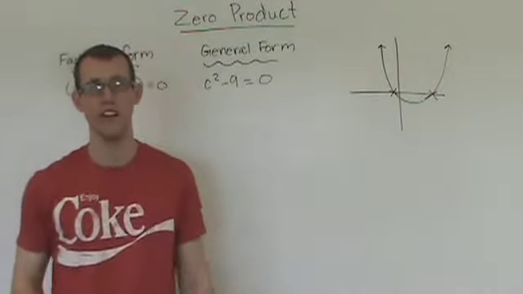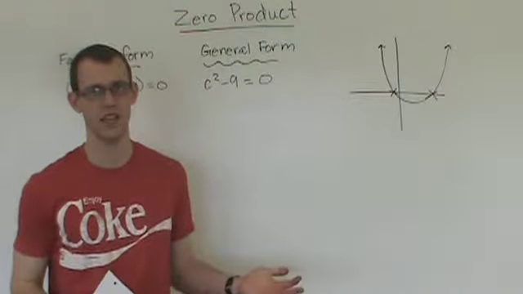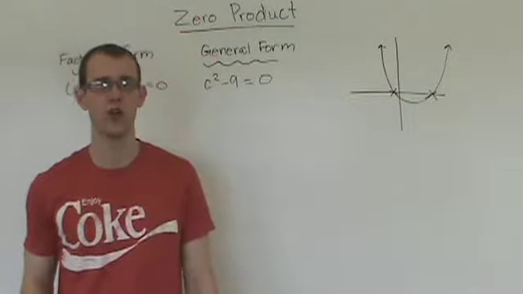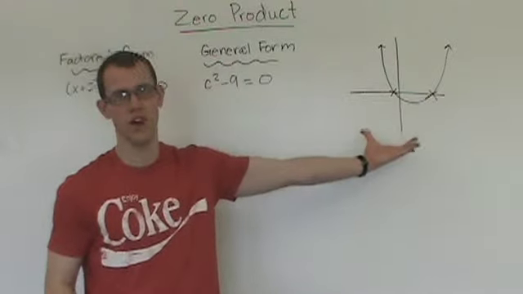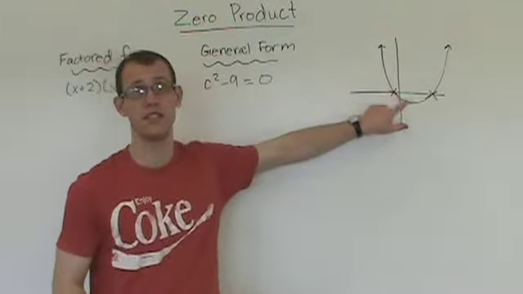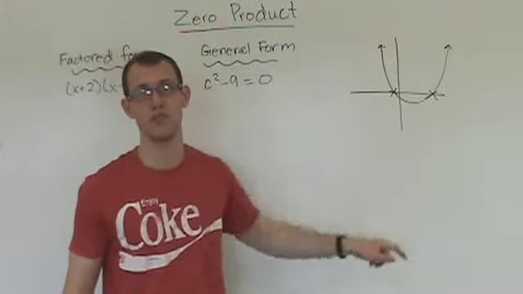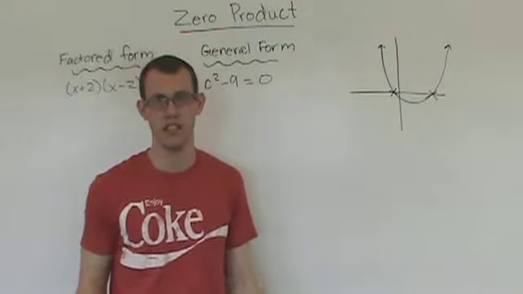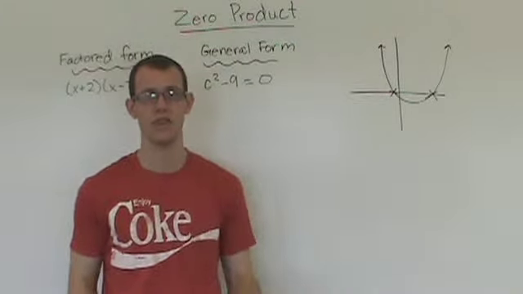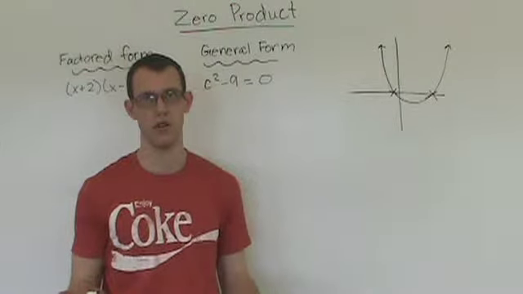Hello everyone. Today we're going to be working with the zero product. And what the zero product is, you're basically finding the roots of your quadratic. So you're left with a graph, a parabola, and you want to find the x-intercepts, the roots, the zeros, where they cross the x-axis.